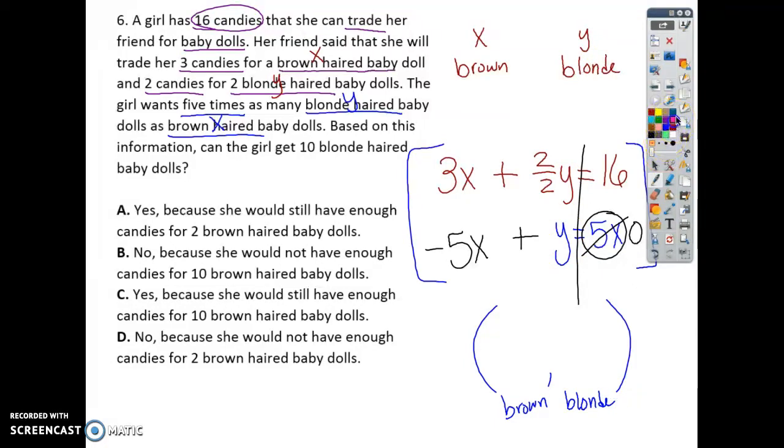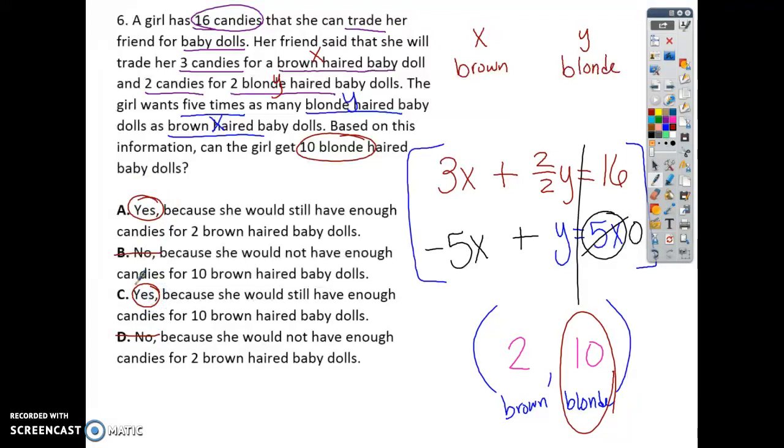Okay? And you should have already paused the video and got the answer. If you have not, that's fine. We ended up with 210, right? So let's read the question. The question says, based on this information, can the girl get 10 blonde ones? Yes, she can get 10 blonde ones, right? So we're going to eliminate the ones that say no, no, and no. Now we read the ones that say yes.